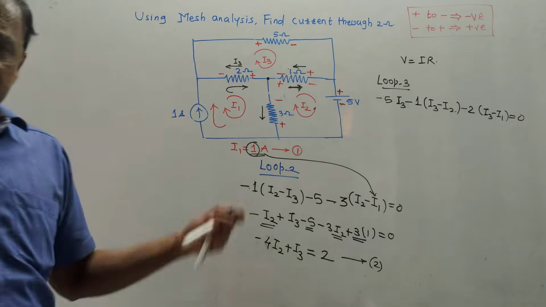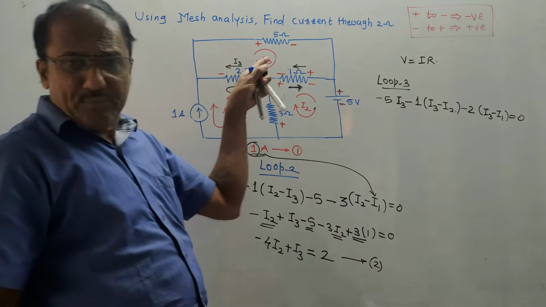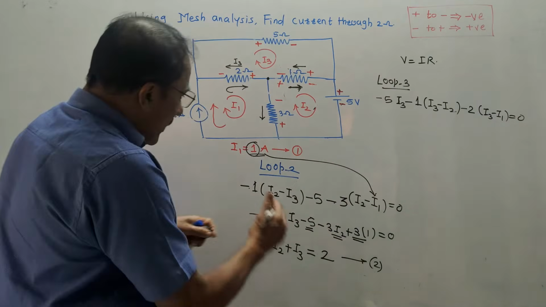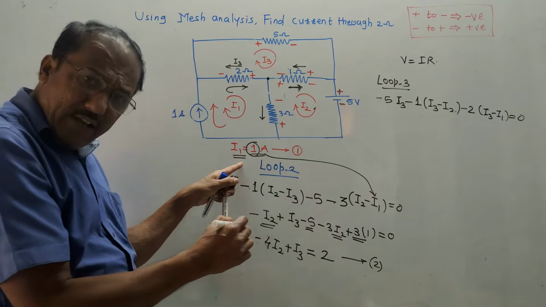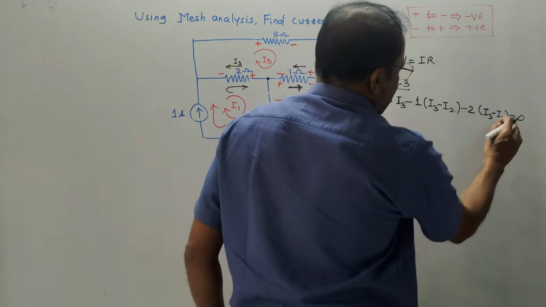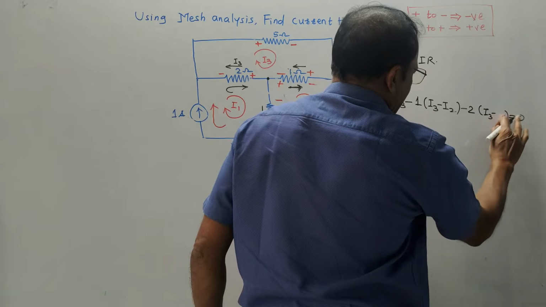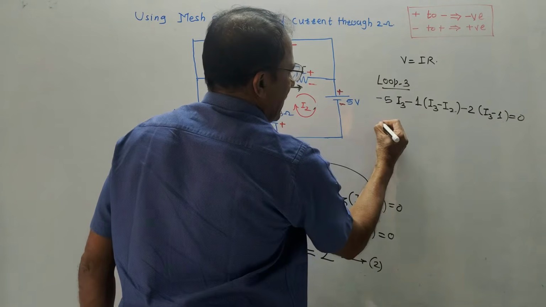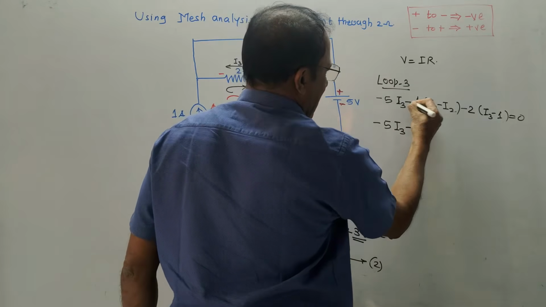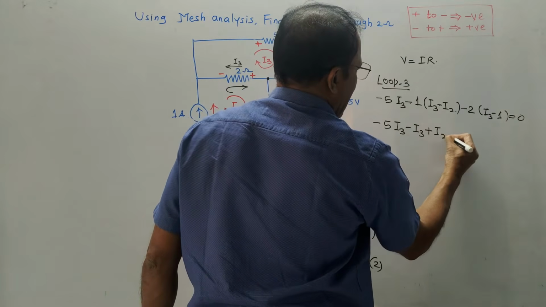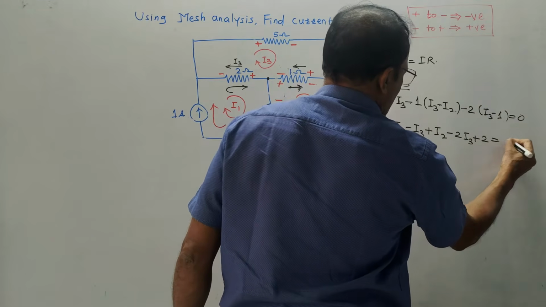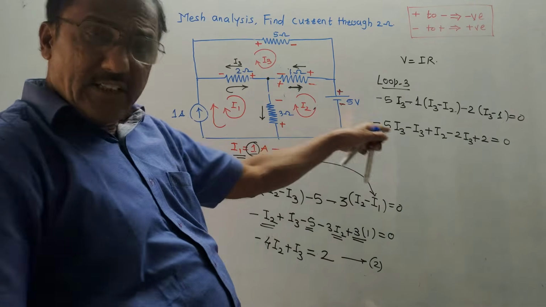Why I3 minus I1? Same rule. I am in loop 3, so I must give priority to loop current I3. Then wherever you are getting I1, put this value without fail. It will simplify the calculation. Value of I1 is 1 ampere. So I will simply put here I1 as 1 ampere. Let us simplify this equation. So minus 5I3 minus I3, minus of minus becomes plus I2, minus 2I3, minus minus becomes plus 2 is equals to 0. Let us write in the standard format.